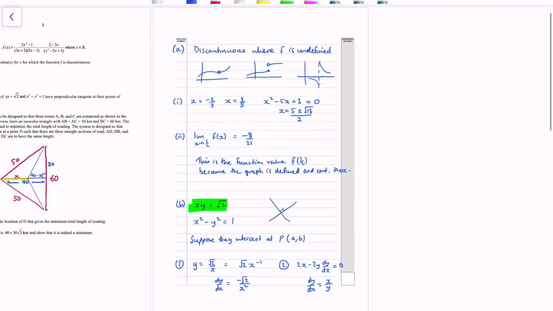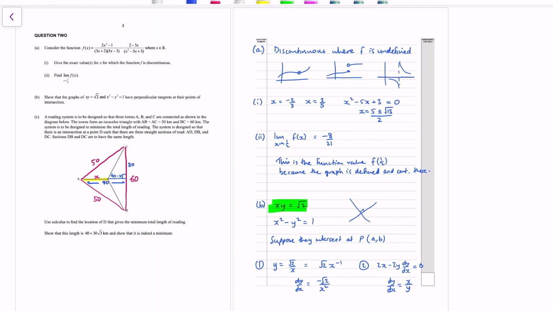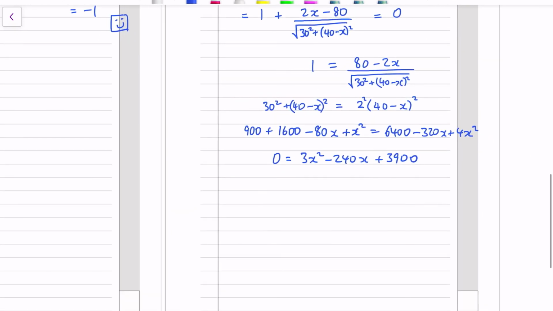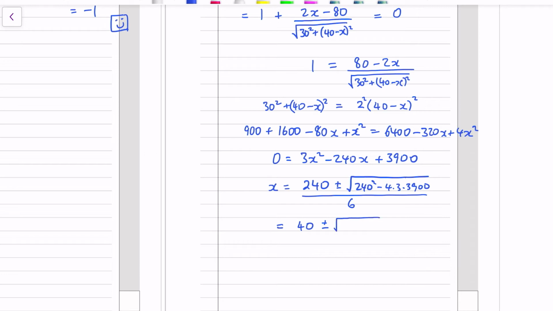The question asks us to show that the length, so find the location and then show that this length is 40 plus 30 root 3. So we're solving this quadratic equation: 240 plus or minus the square root of 240 squared minus 4 times 3 times 3,900, big numbers, over 6. Now that thing under the square root does simplify: 240 squared minus 12 times 3900 is 10,800, and that's all over 6.